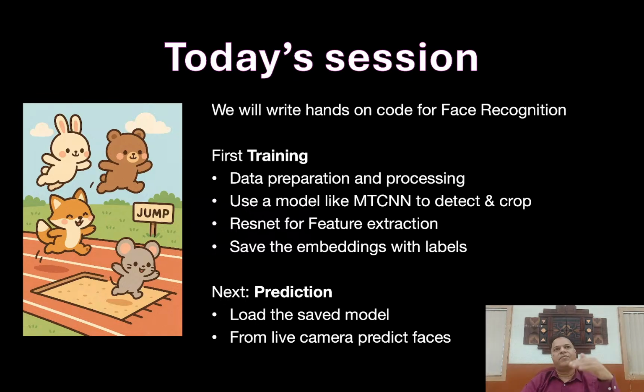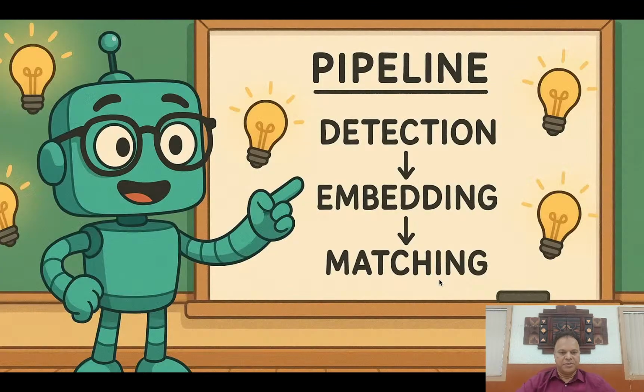From the pkl file, it will compare the embeddings that ResNet found, and then it will say this is Praveen, and it will also say it is 80%, I'm sure this is Praveen, confidence levels basically. So we'll do that. We'll load the saved model, and from a live camera we will predict the faces. I'll show you how to do that today, and you guys can also follow this route. So the steps are, first you detect the face, generate the embeddings, and match.